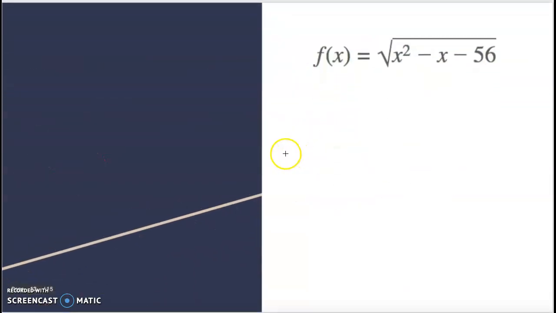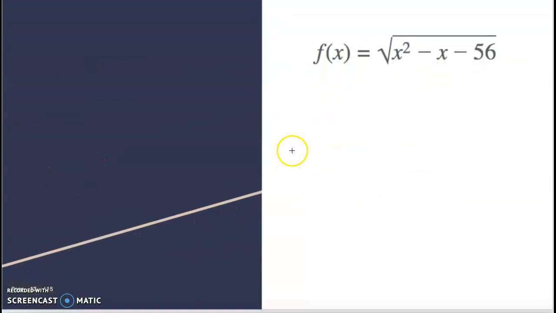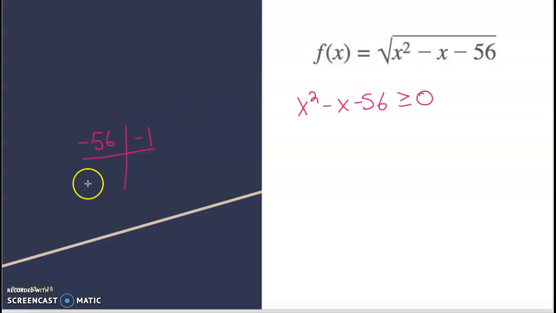Beautiful. All right, go ahead and try this one. All right, and so I take what is underneath my radical and I make it greater than or equal to 0. Again, this is one I have to factor, so I have to figure out what multiplies to negative 56. We'll be all right. And then adds to negative 1, so that would be a negative 8 and a positive 7, I believe. And so then this factors into x minus 8, x plus 7.